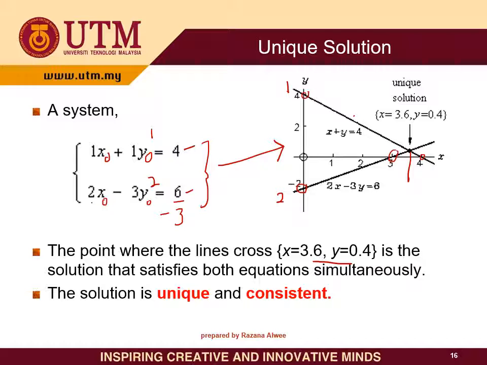So when the lines cross at just one point on the plot, the solution is unique, and if it is unique, it is consistent.